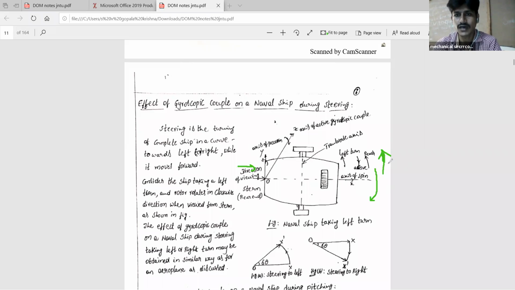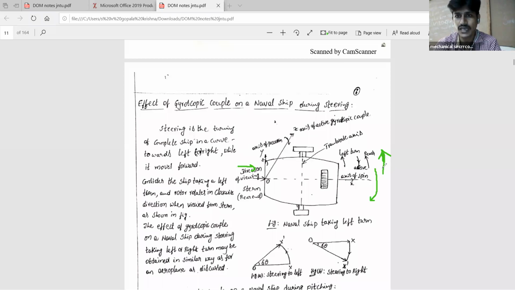That is our effect. Raise the bow means that when the ship takes a left turn, the front portion, which is called the bow, rises, and the back portion, the stern, is lowered. That is the first condition.